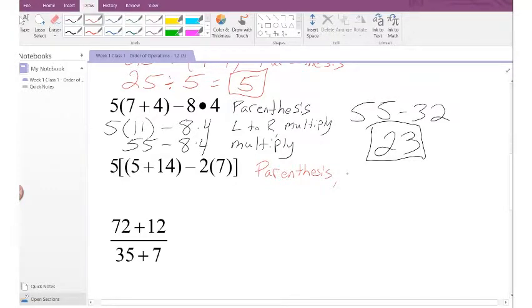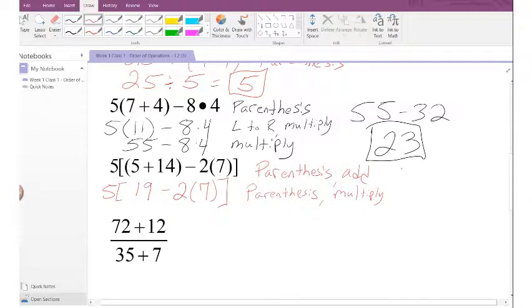So we're going to add. Bracket, 5 plus 14, we get 19. 19 minus 2 times 7, bracket. All right, still inside the brackets, I'm going to write parentheses because brackets serve the same purpose as parentheses. What do we take care of next? Yeah, multiplication. So I'm going to write multiply.